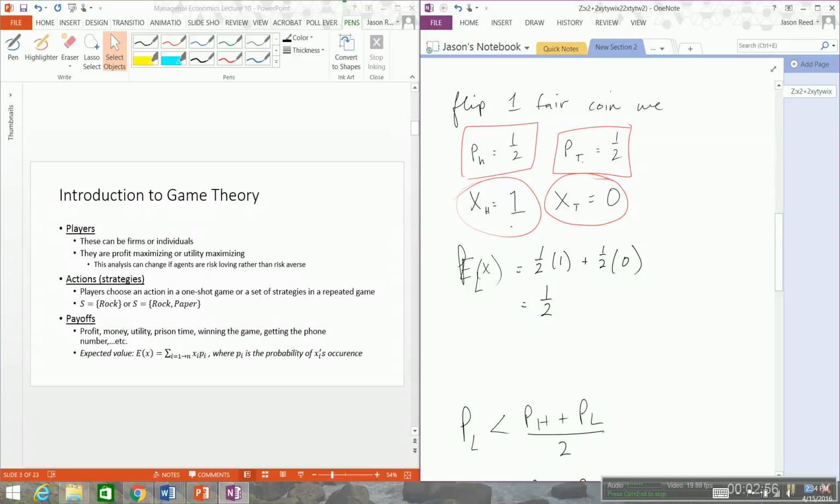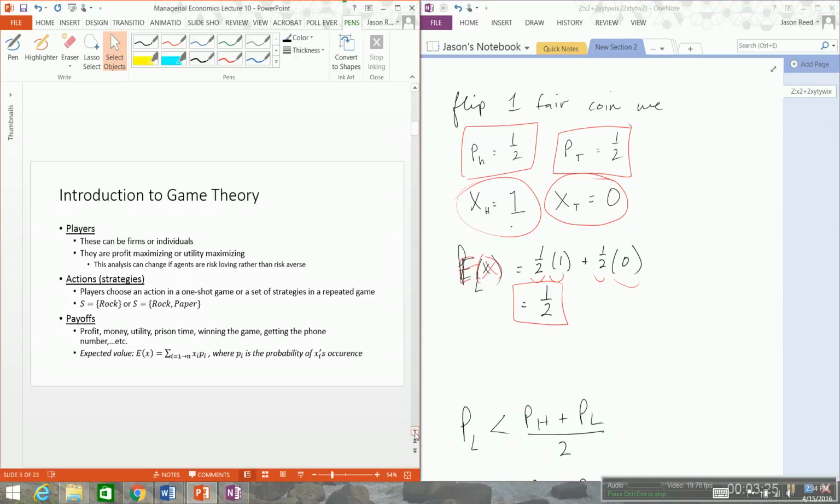Well, what is then the expected value of flipping this coin? And so this expected value is just our probability of heads times our payout of 1, plus the probability of flipping tails times the value of our tails. And so our expected value is 1/2. So 1/2 the time we flip heads, 1/2 the time we flip tails. And that fits with our intuition here.